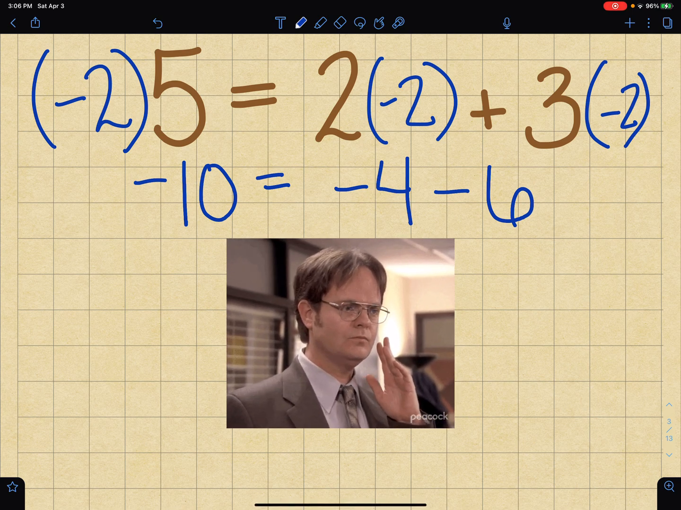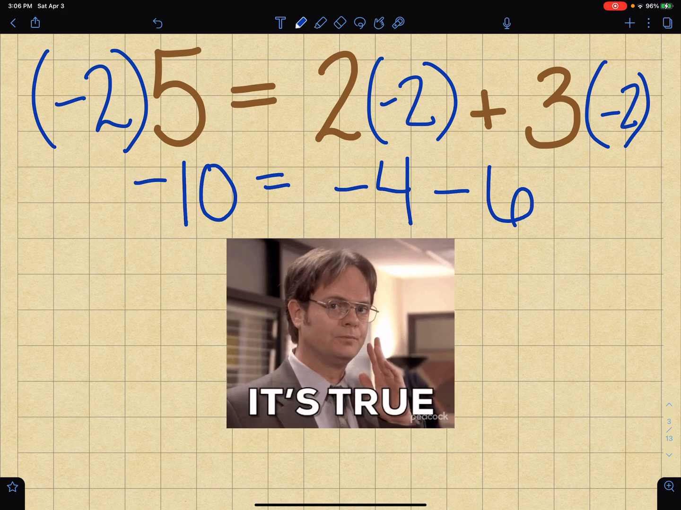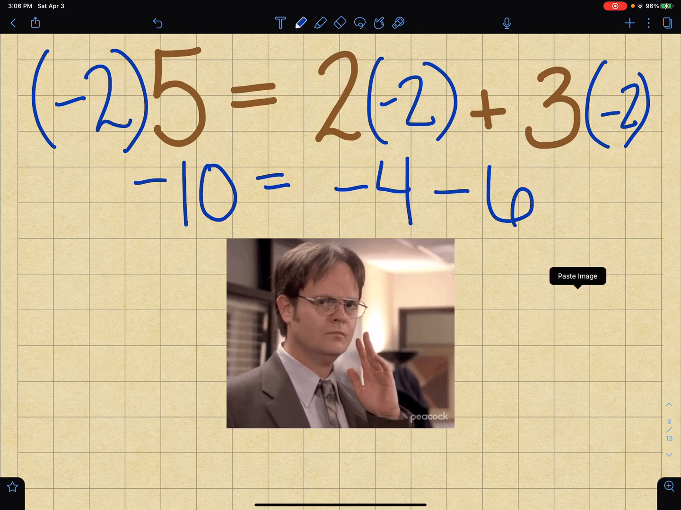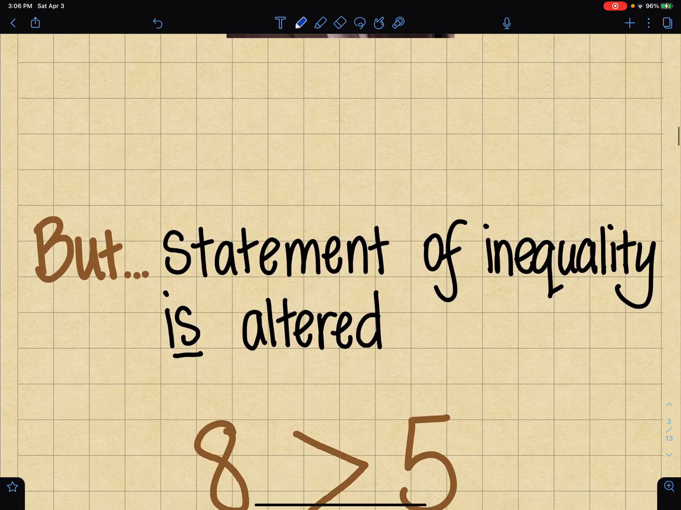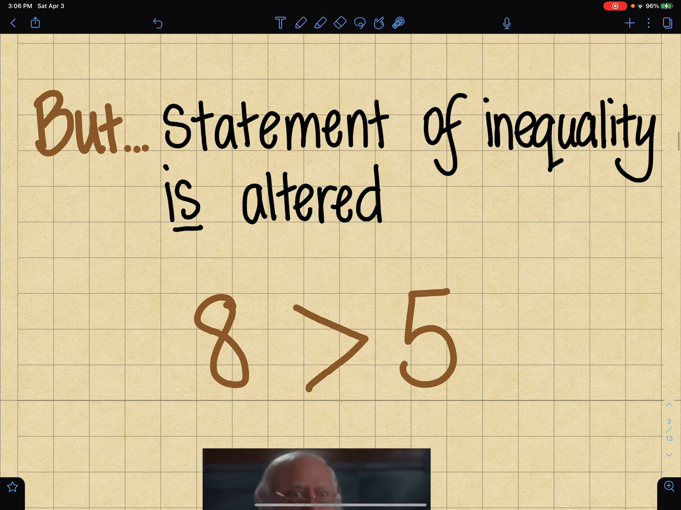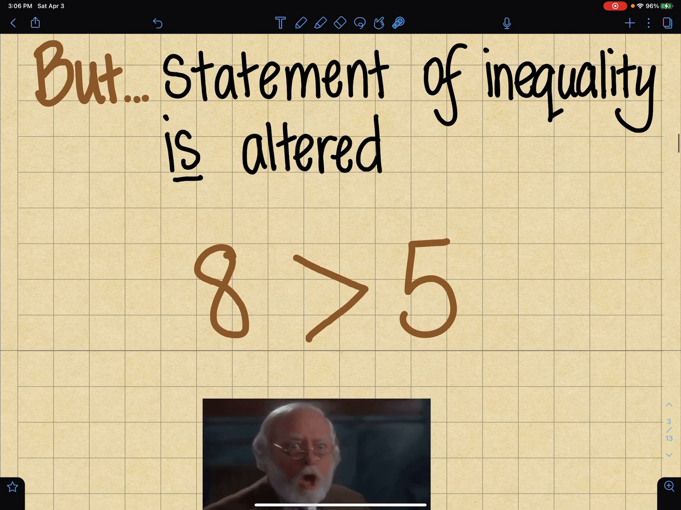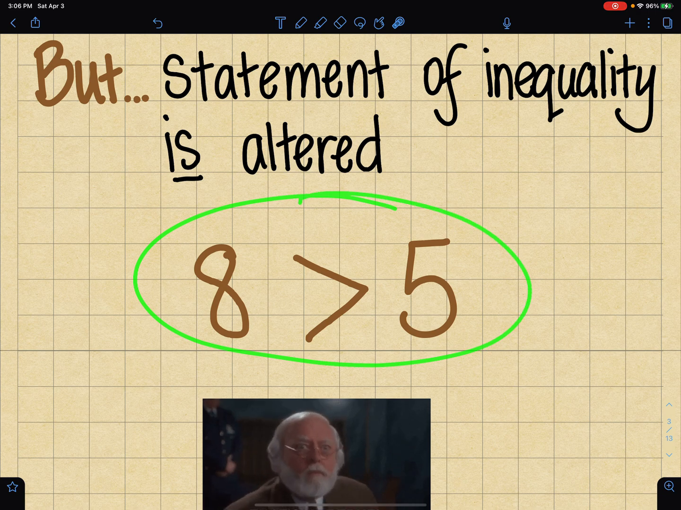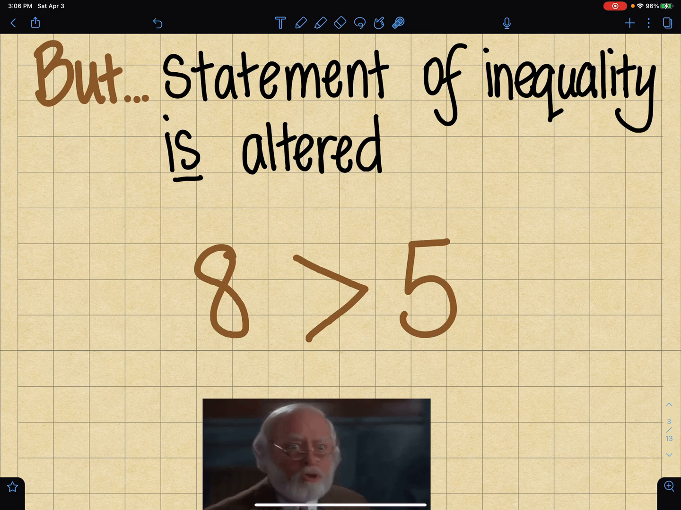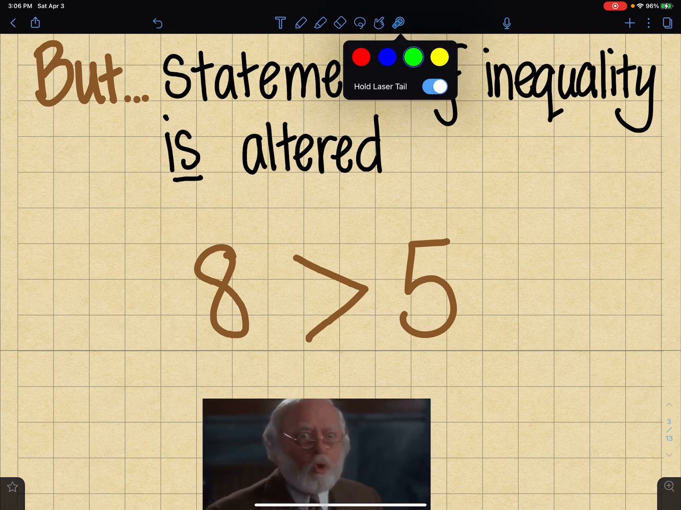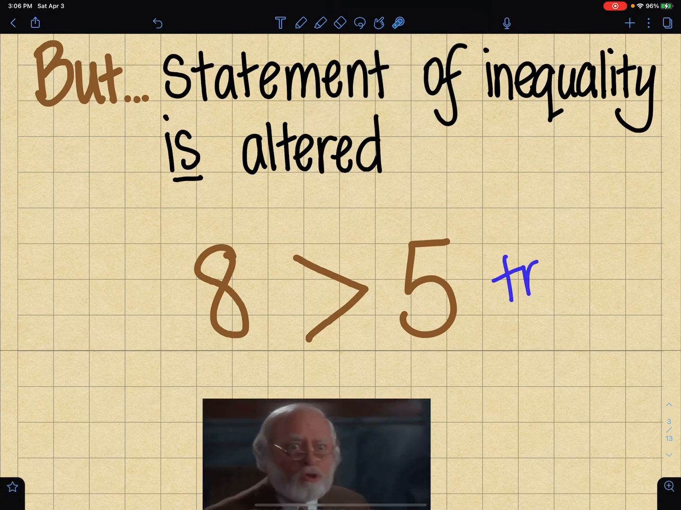He is saying that that is still true. It works because you're multiplying every term by the same number. We've been doing that. You can do that and it works. But if it is a statement of inequality, so that means just a less than sign, a greater than, or a less than or equal to, something like this. 8 is greater than 5. Is 8 greater than 5? Yes, it's true. Dwight would be saying, this is indeed true.